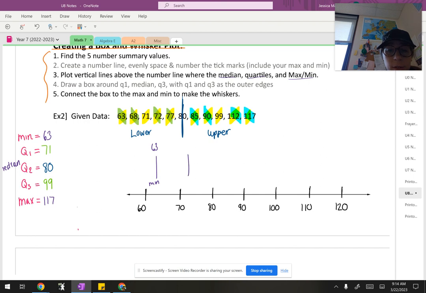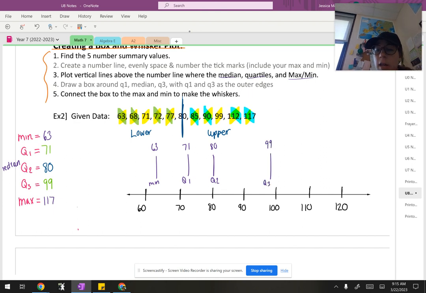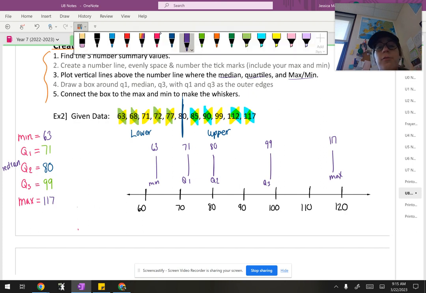Q1 is at 71. That's approximately there, 71, and that's Q1. And again, the more you label, the less likely you are to make mistakes. Q2 is right at 80. 99 for Q3 is going to be all the way down here. And my maximum of 117 is over there. Boom. We plotted 5 vertical lines for the 5 numbers in the 5-number summary.